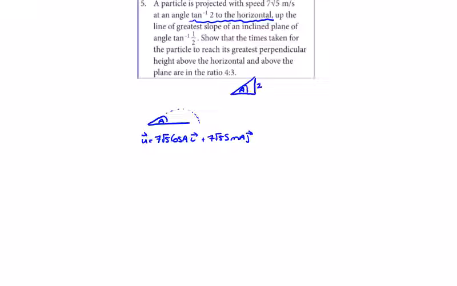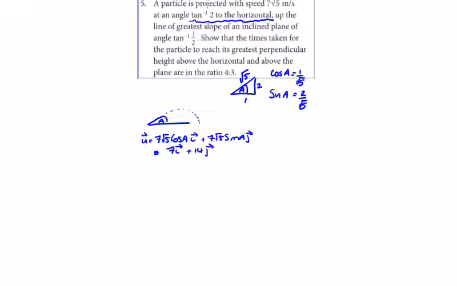The inverse tan of 2 is 2/1, which would give this √5. So the cos of A is equal to 1/√5. The sine of A is equal to 2/√5. So my initial vector is going to be 7√5 by 1/√5, that's just going to give 7i, and 7√5 by 2/√5 is going to give 14 in the J direction.